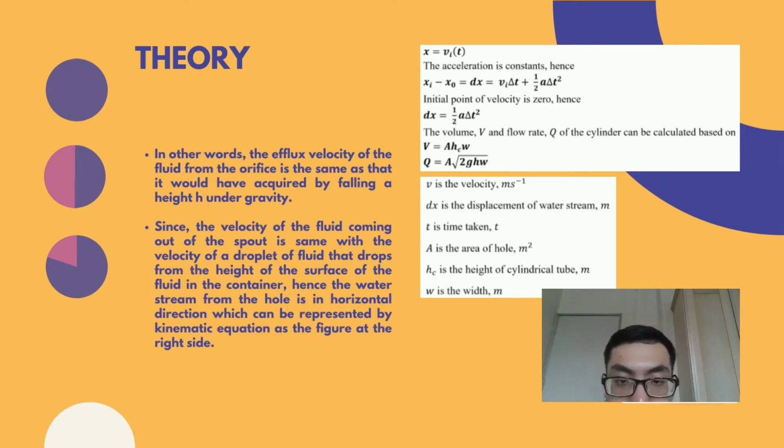The volume V and the flow rate Q of the cylinder can be calculated based on V equals A times H times W, and Q equals L times the square root of 2 times gravity times H times W, where v is the velocity, ds is the displacement of the water stream, t is the time taken, A is the area of the hole, Hc is the height of the cylinder tube, and W is the width.